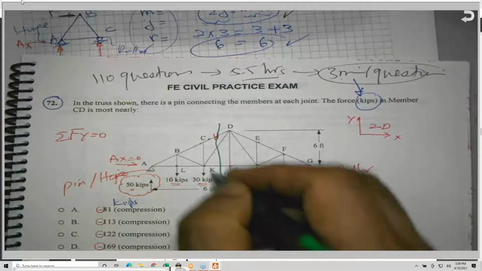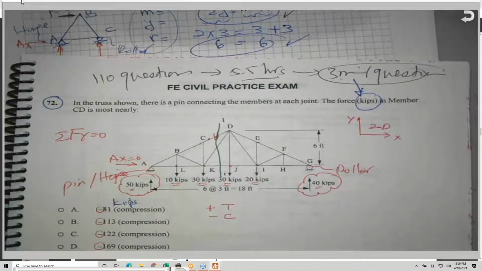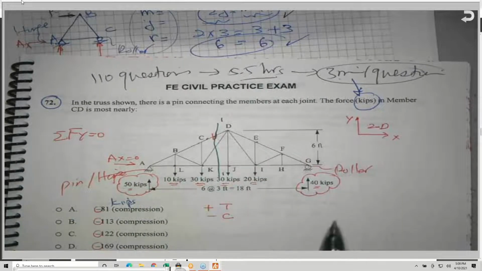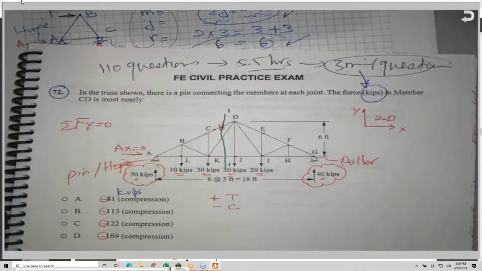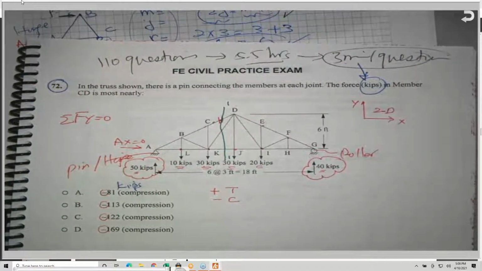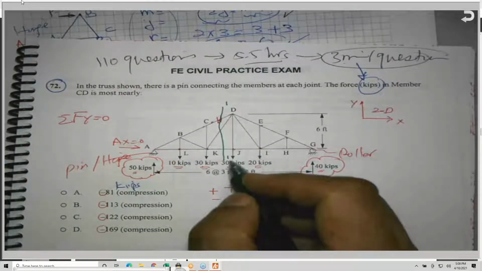Section 1.1. And you have the choice: either consider the left or the right side of the truss. Normally I pick the side that has the least number of loads, because every load will have a role to play in the solution. So this is section 1.1.